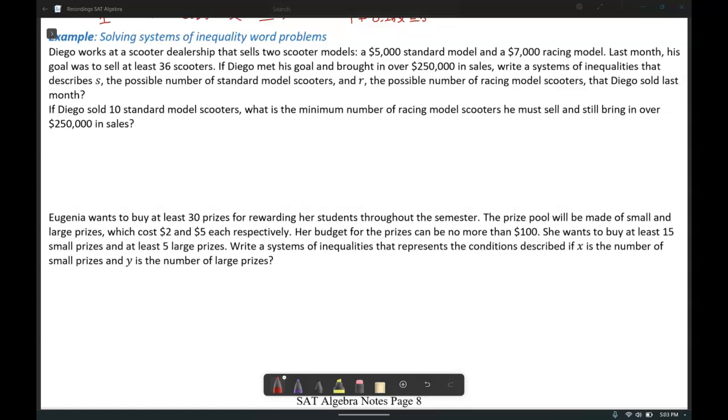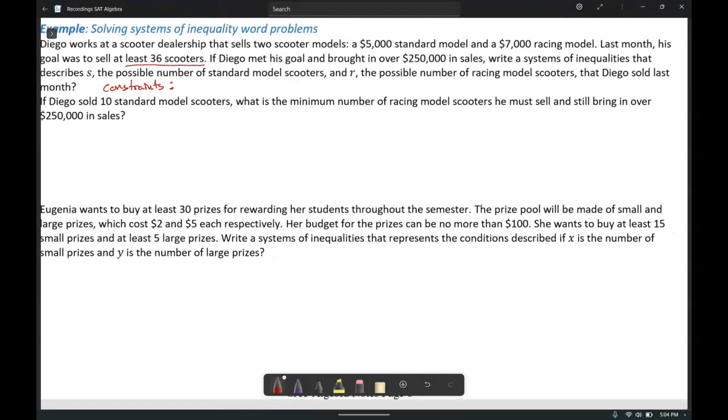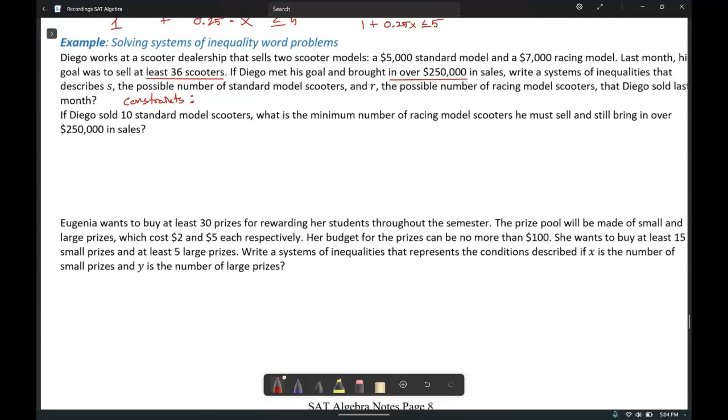So we want to identify our constraints. What are our constraints? Okay. So our constraints are that he needs at least 36 scooters and he sold over $250,000 in sales. So those are the two constraints. Those are going to be the two equations that we will model. So at least 36 scooters, that's going to be greater than or equal to 36.